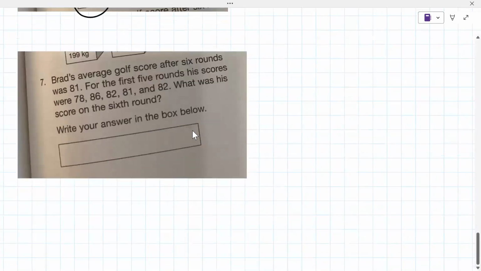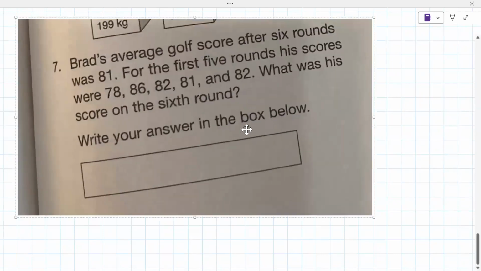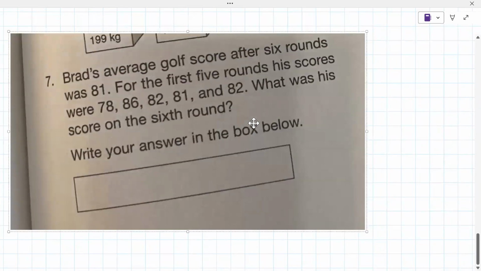You could do 7, I guess. Okay, this doesn't look familiar at all. So it says Brad's average, and that's the key word there. His average golf score after 6 rounds was 81. For the first 5 rounds, his scores were 78, 86, 82, 81, and 82. What was his score on the 6th round?